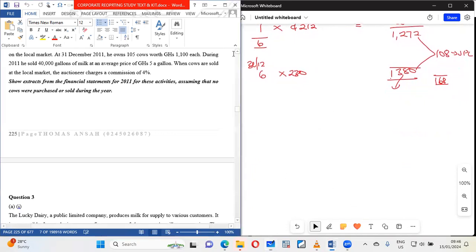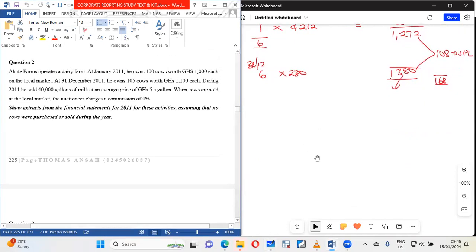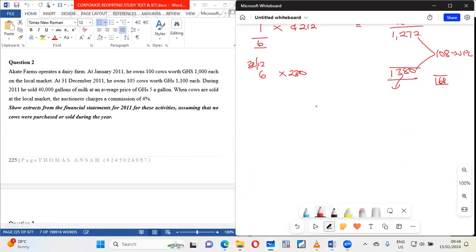So Akate Farms is a popular name in Ghana here. So we have Akate Farms. So the question 2: Akate Farms operates a dairy.